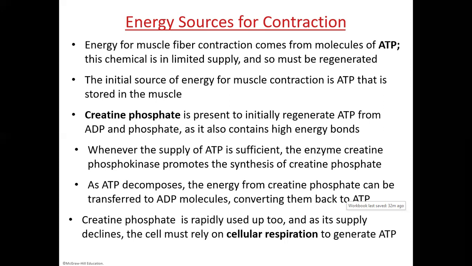Once the initial supply of ATP is used up and it's broken down into ADP and inorganic phosphate, muscles have a molecule called creatine phosphate that can directly phosphorylate the ADP. So it can take the energy from the creatine phosphate and regenerate the ATP so that it can be used for further muscle contraction. Creatine phosphate has a little bit longer shelf life than ATP, so it can be stored up separately. If there's enough ATP, there is an enzyme called creatine phosphokinase that promotes making more creatine phosphate.